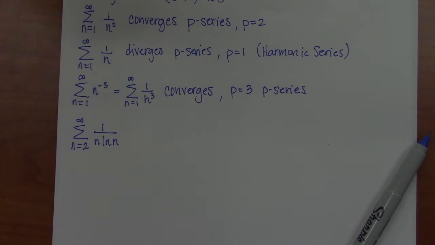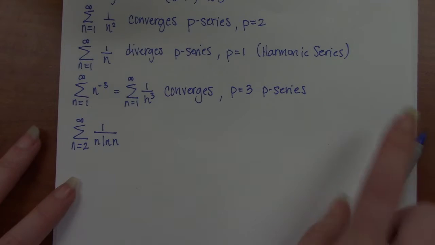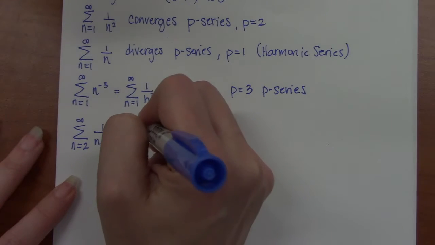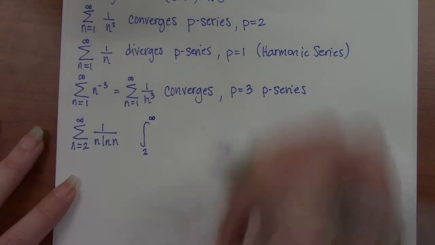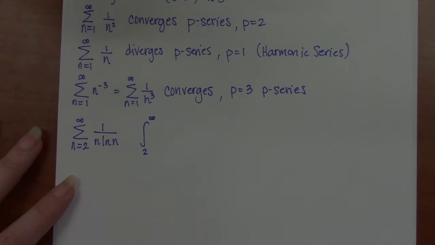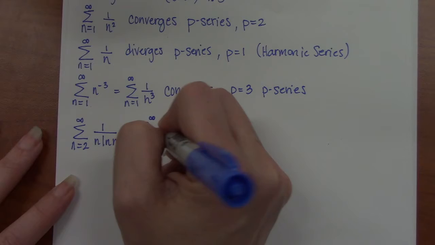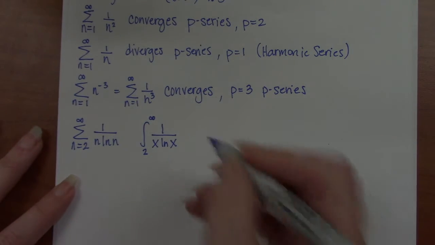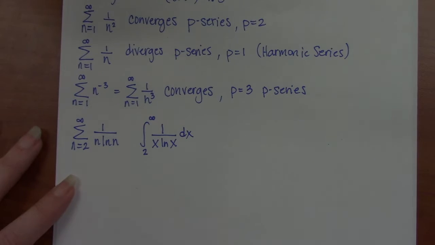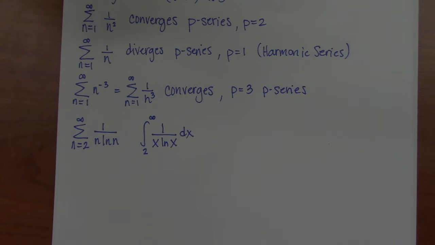So for this one, you would have to apply the integral test. So we would need to set up the integral, and remember, the bounds on the integral have to match the bounds on the series. So we would have to integrate from 2 to infinity, and we would integrate the function 1 over x ln of x. So a lot of series that have natural log in them, usually the integral test is what you have to do to evaluate them.